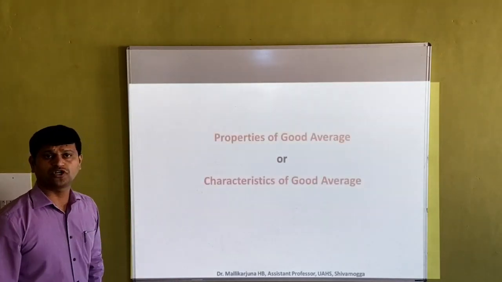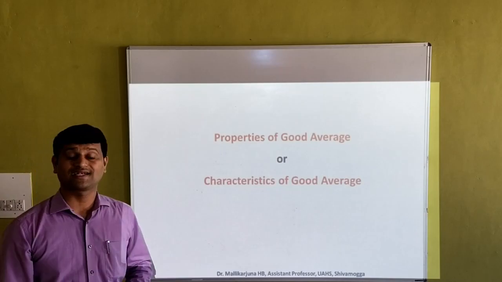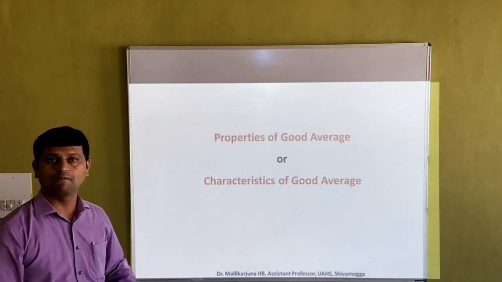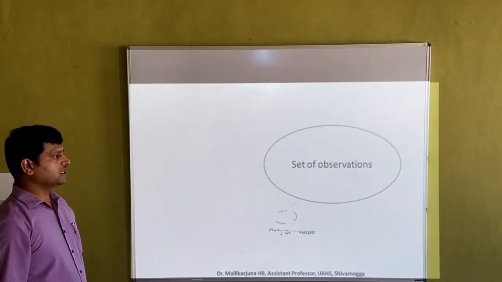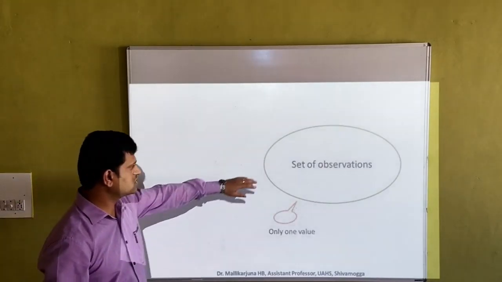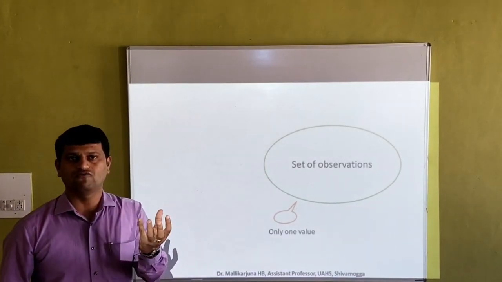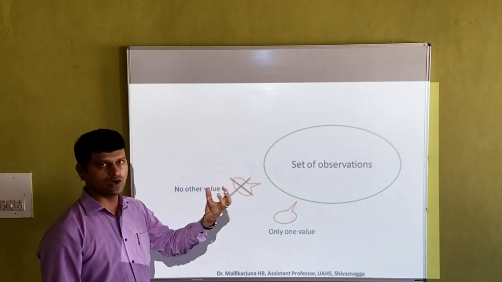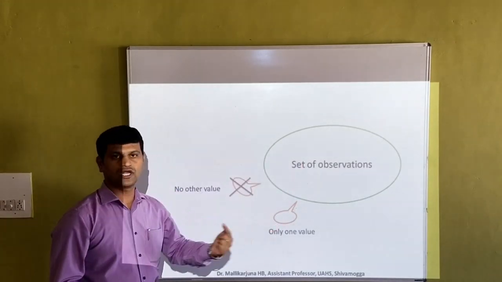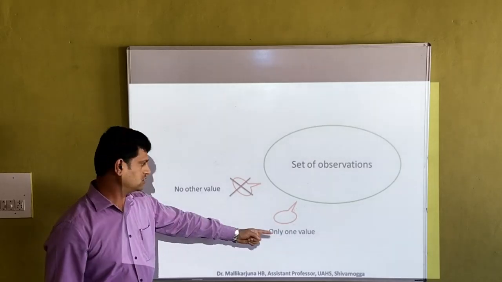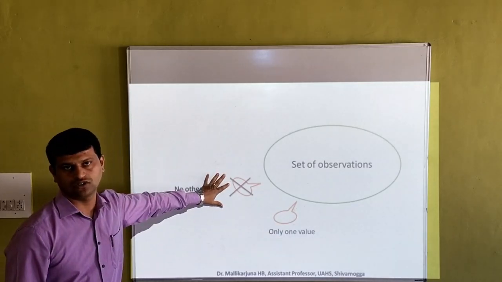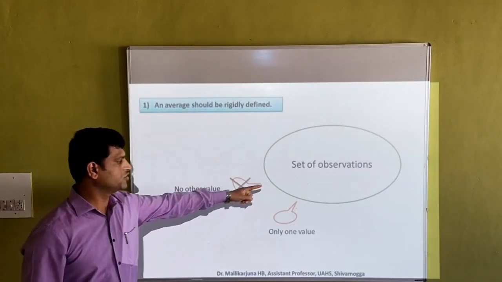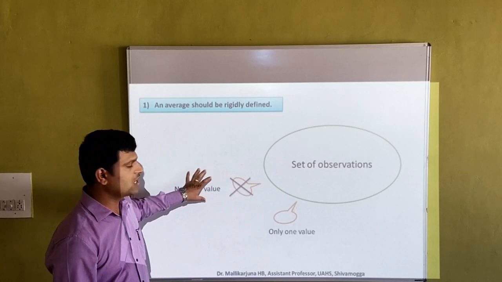Coming to the properties of a good average, or characteristics of a good average. The average should be good, and for that some properties are there. Consider a set of observations. From this set of observations we should get only one value, not any other value. If we get another value, it is not a good average. Hence, average should be rigidly defined. Rigidly means we should get only one value.